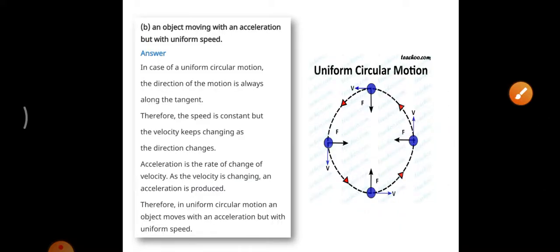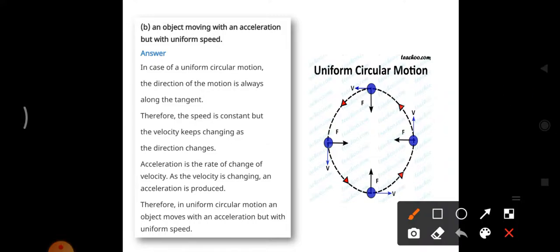In case number 2, an object moving with an acceleration but with uniform speed. When the object is moving in a circular motion, the velocity of the object is changed continuously. See here the velocity is in this direction. So the direction of the object is continuously changed. When the direction of the object is continuously changed, here the velocity is changed.